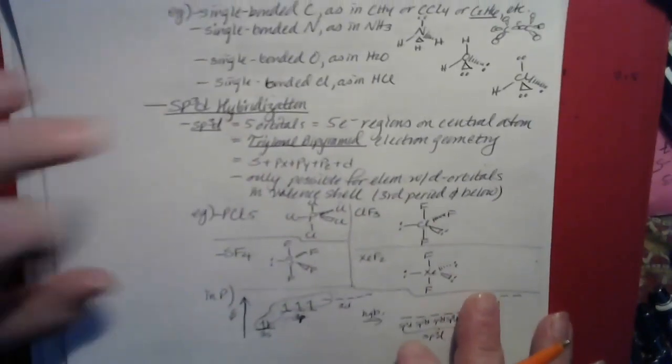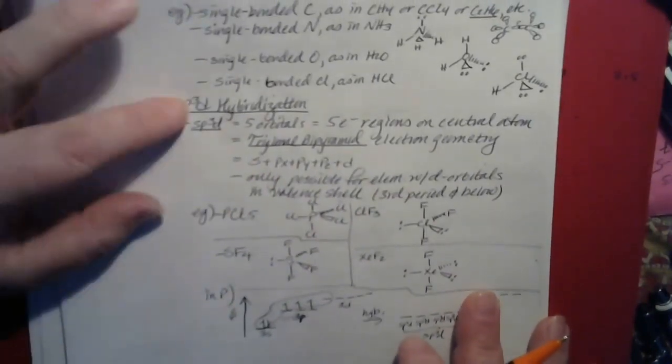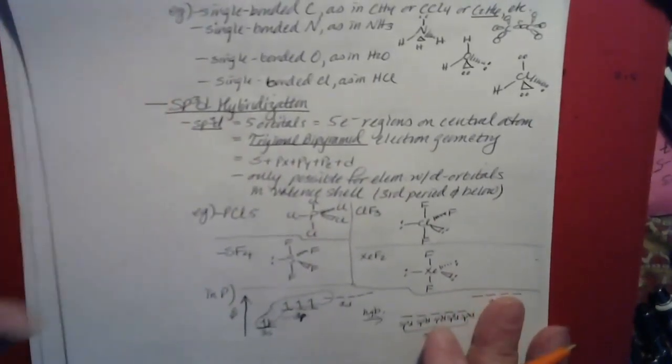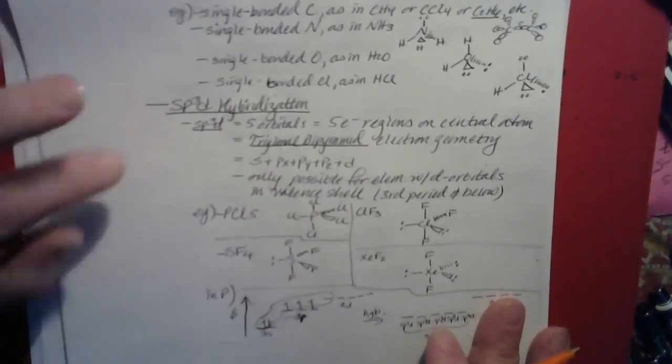hybridization to occur. Also, you may remember this type of hybridization results in more than an octet of electrons around the central atom. So it also takes central atoms that are physically large in order to accommodate all of those electrons.